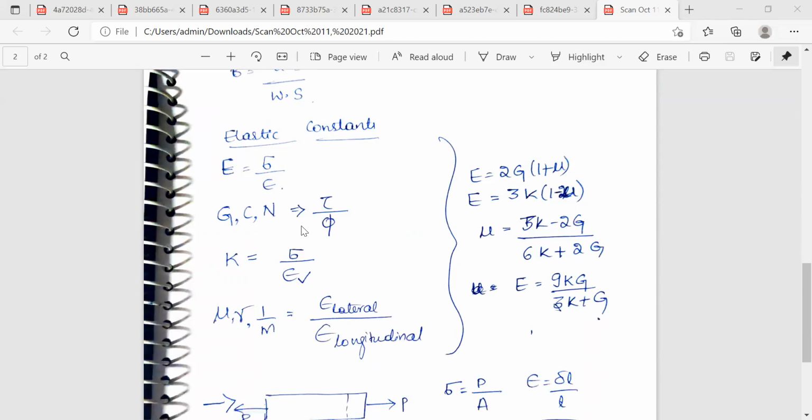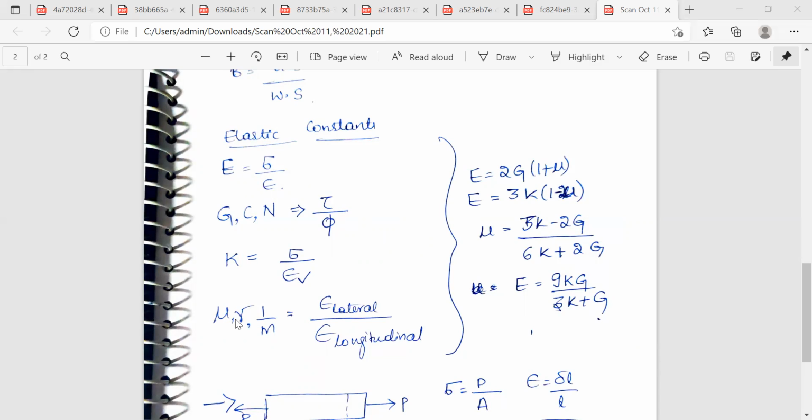Next topic is elastic constants. Young's modulus of elasticity is defined as the ratio of stress to strain within the elastic limit. G is the representation for modulus of rigidity. Modulus of rigidity is nothing but shear stress to shear strain. K is bulk modulus. Bulk modulus is nothing but the normal stress to volumetric strain.